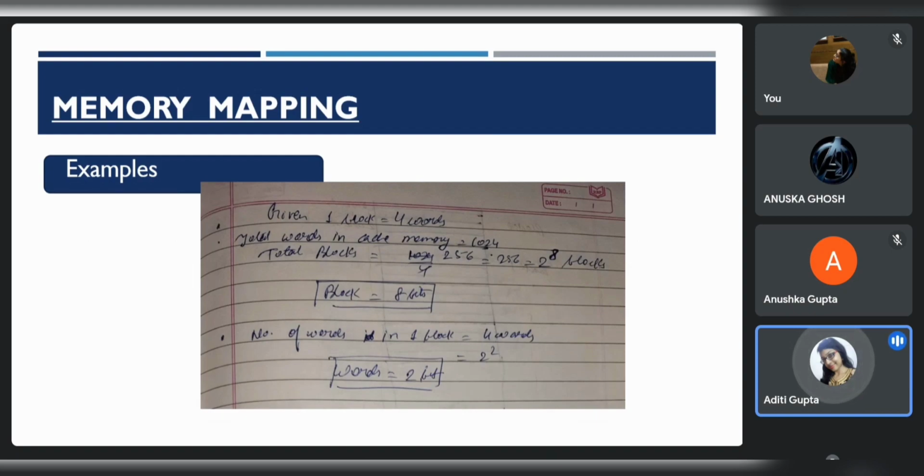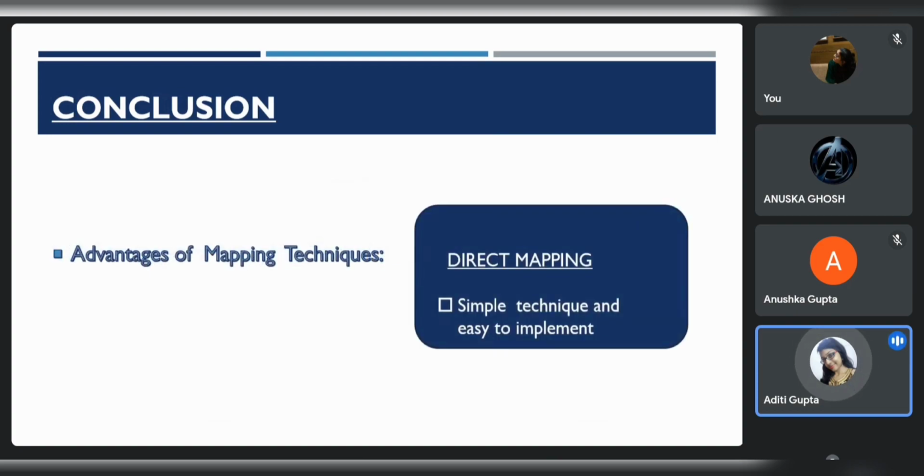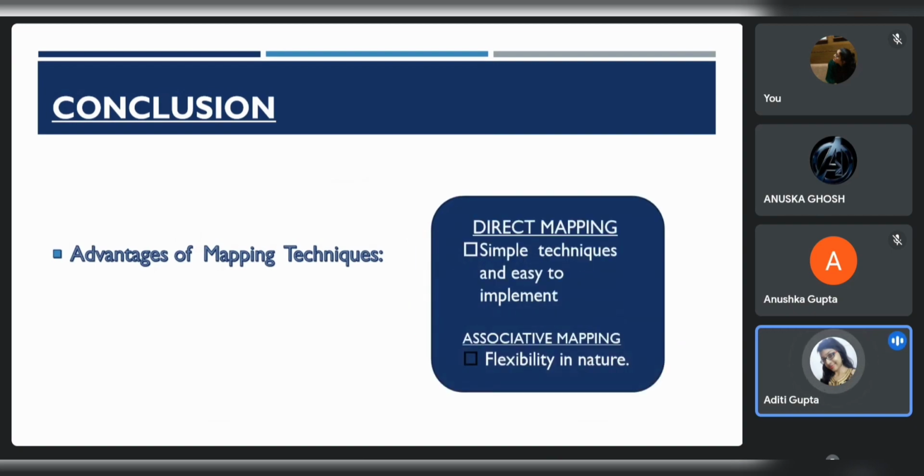Now let's talk about the pros and cons of mapping techniques. So first let's have a look at some of the advantages. Direct mapping is the simplest technique and the mapping scheme is easy to implement. And in associative mapping, there is flexibility when mapping a block to any line of the cache.